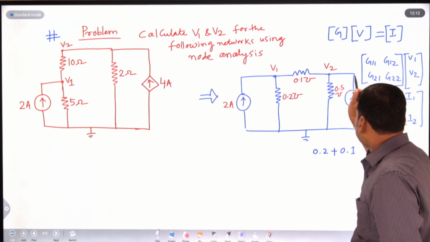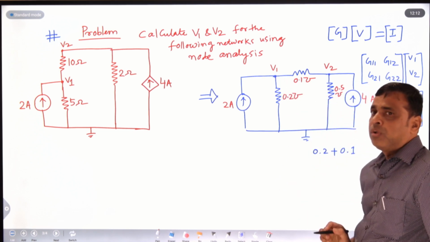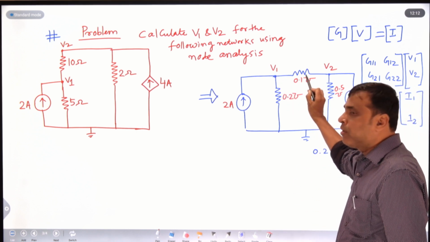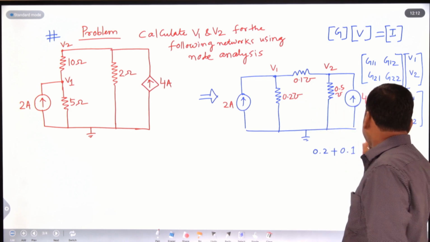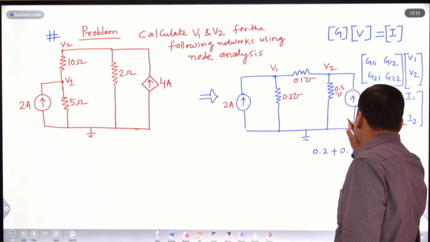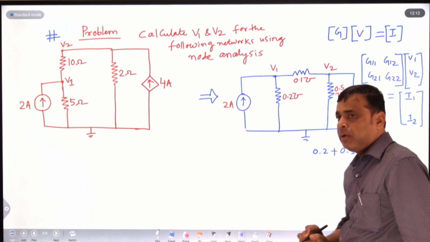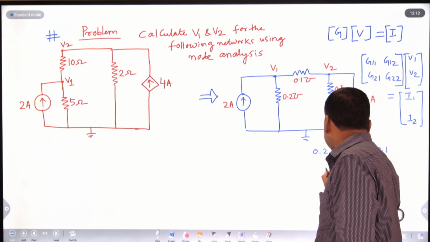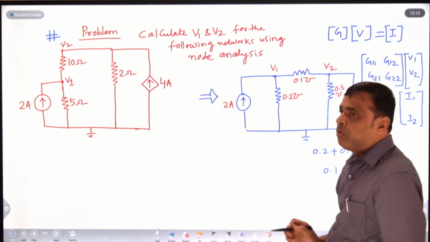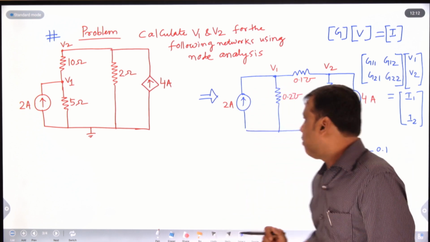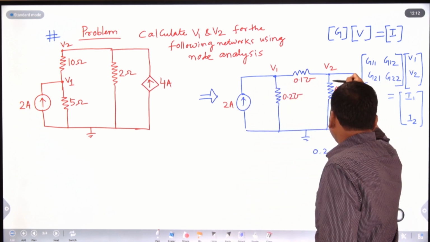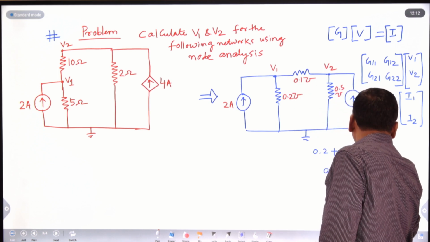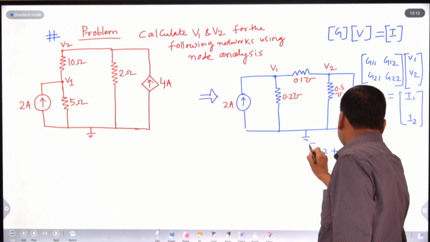Next G12. G12 means the conductance connected between 1 and 2, the conductance common between node 1 and node 2. Here this conductance is common. Put the minus sign, so in place of G12 you put minus 0.1. Are you clear or not? Similarly G21 is the same as G12, that is minus 0.1. Then G22, the sum of the conductances connected at node 2. How many conductances are at node 2? 0.1 plus 0.5. This is your conductance matrix.